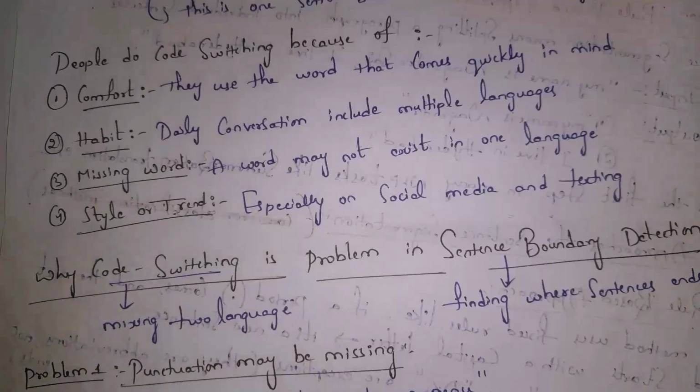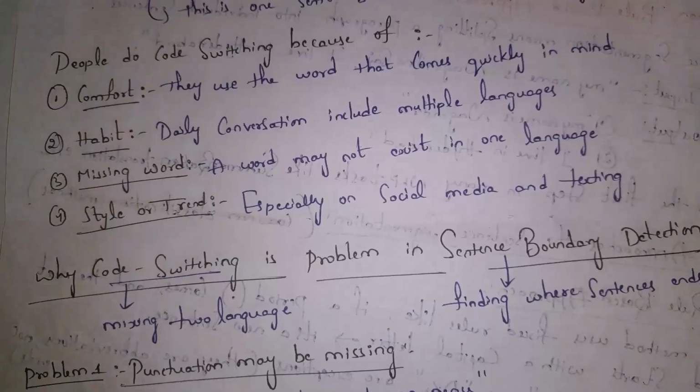And the second one is habit. Because normally, if we consider WhatsApp chats, we will include multiple languages in a single sentence. So daily conversations include multiple languages. It is a habit. And the third one is a missing word. If one particular word is not present in one language, then people will use another language.